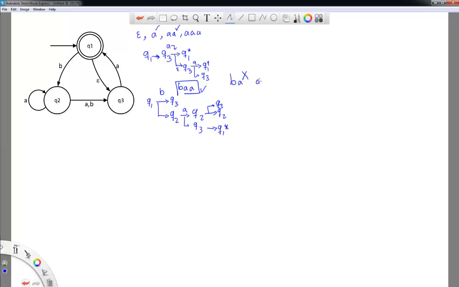or BB, or BAB. In fact, let's just run a simple example here with some strings and see if it accepts it. Let's do this string. It's probably a little bit more challenging to do. Let's do B, A, B, B, A. So my machine starts in Q sub 1, which immediately branches into Q sub 3.